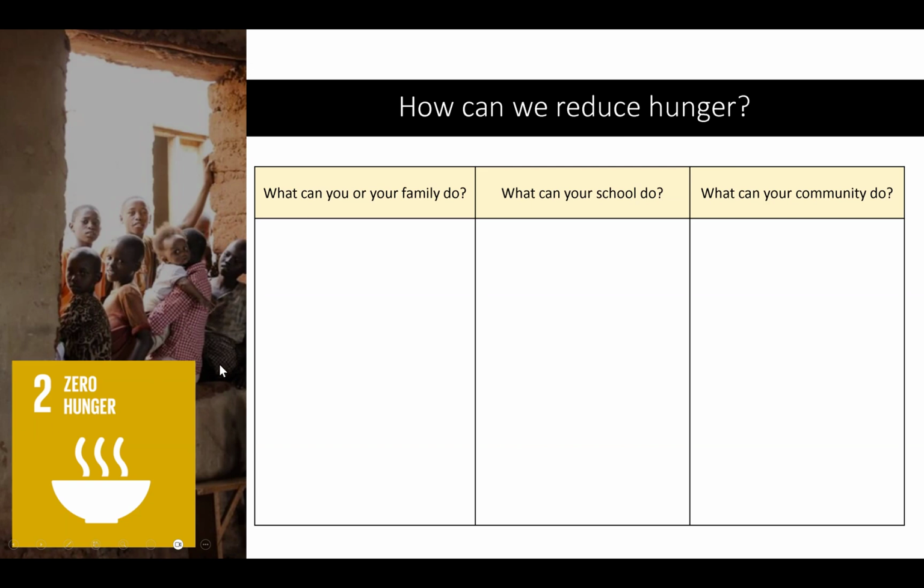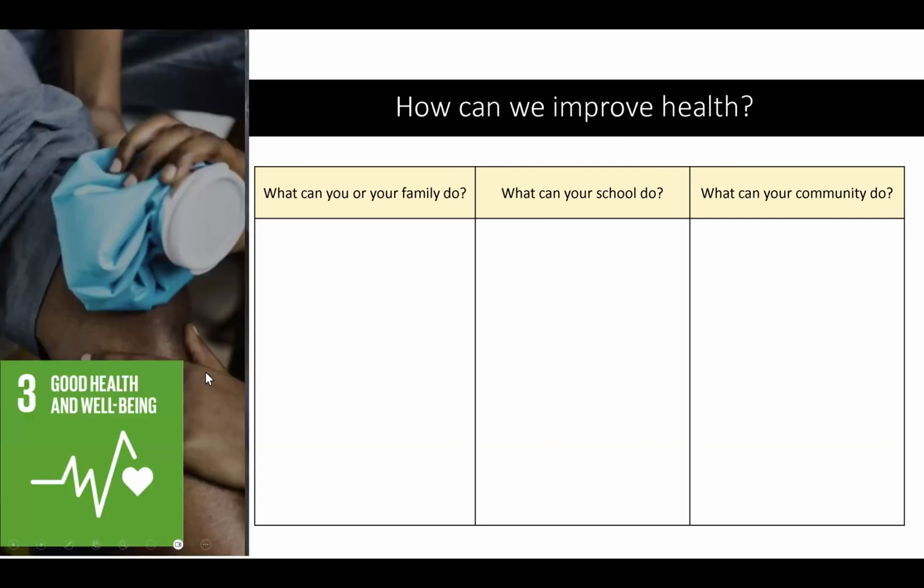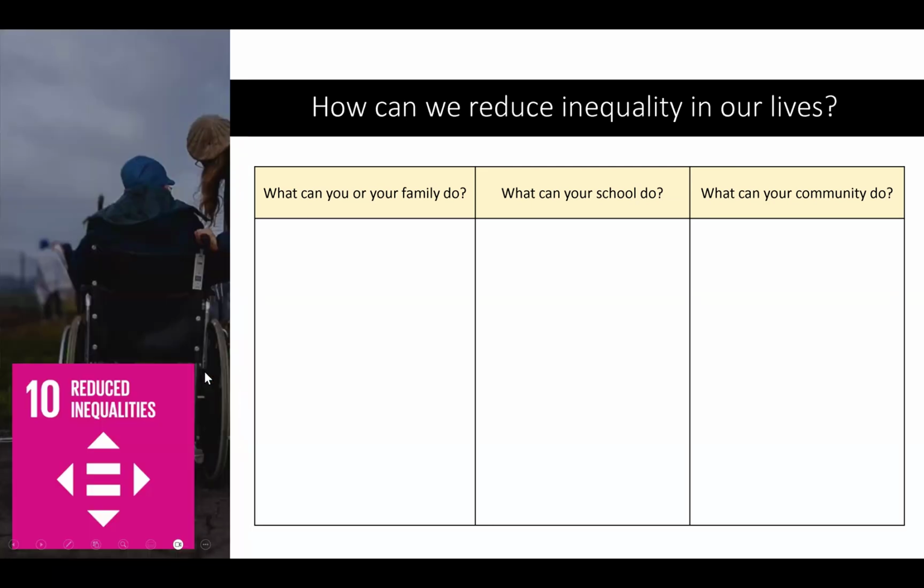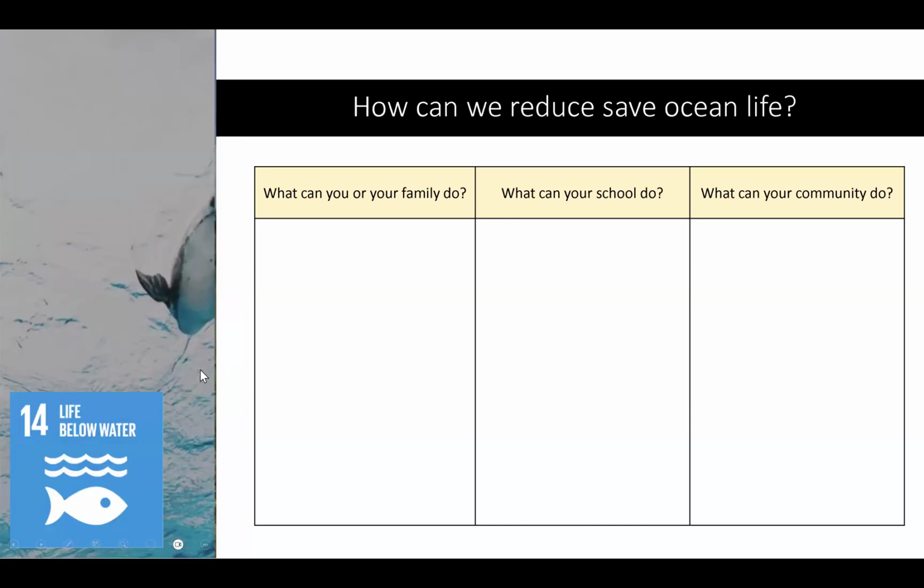Some of them may not be relevant, but here in Florida we've got Life Below Water, because we've got the marine area. We live in Tampa Bay. That's a good one too that a lot of students pick. And again, then it would be garbage, reduce waste.